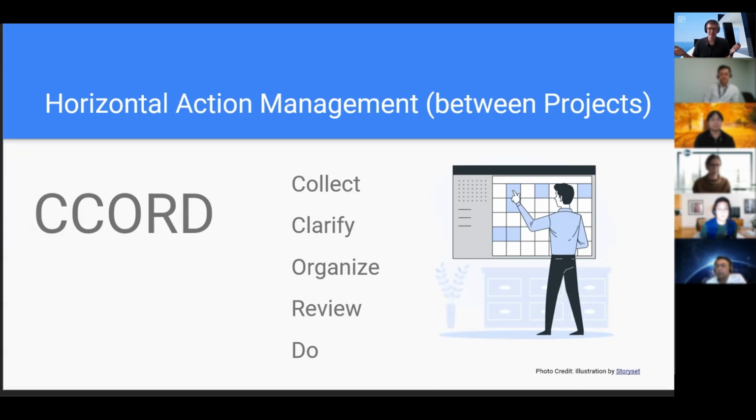Once you have all these items and you've clarified them, now you can organize them into projects, you can organize them into structures, and find a logical system to organize all those tasks. And then do a regular review of these tasks on a weekly basis or even a daily basis. And finally, pick one of those things to do at the current moment.